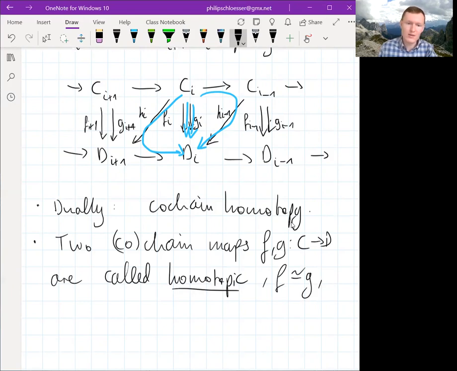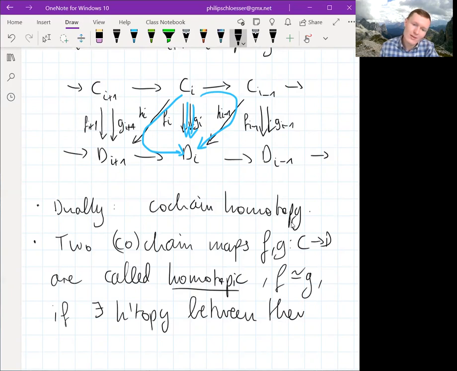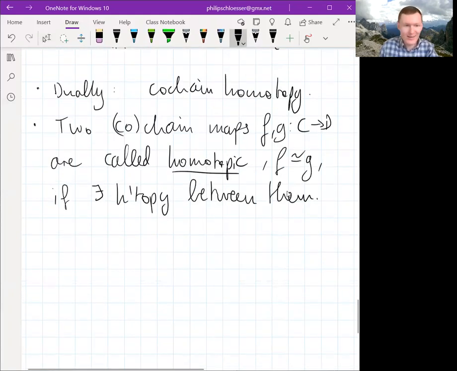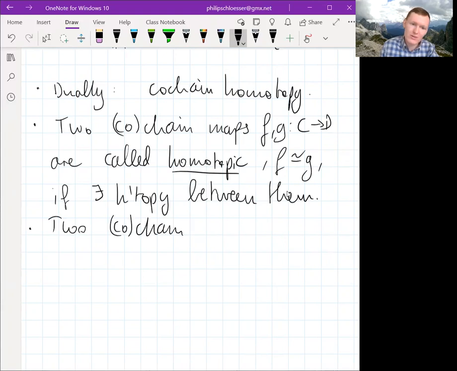Symbol is this. If there exists a homotopy between them, and by the way, I'm going to abbreviate homotopy by H-topy and homology by H-logy. And similarly, two cochain complexes, C, D, are called homotopy equivalent.